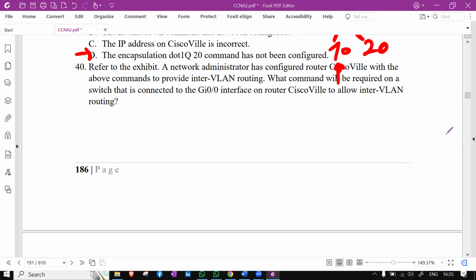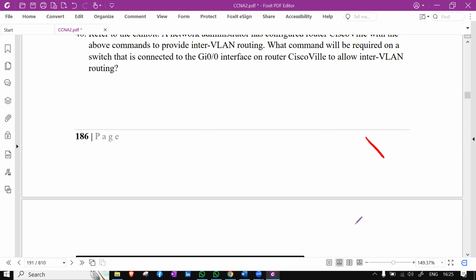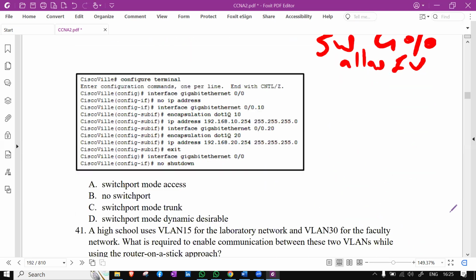Right, refer to exhibit number 40. These questions are a bit more interesting. Admin has configured a router with the above commands to provide inter-VLAN routing. What command will be required on the switch connected to the G0/0 interface on the router to allow inter-VLAN routing?